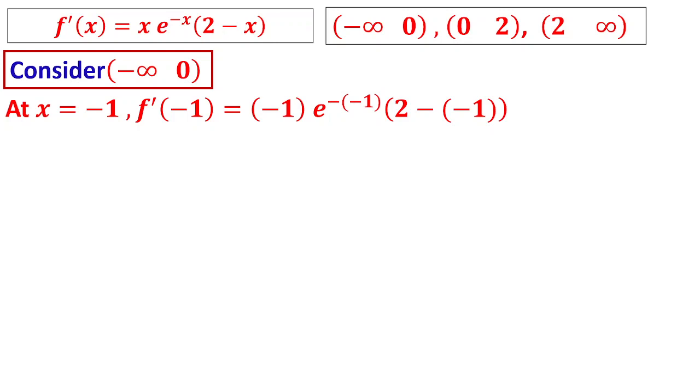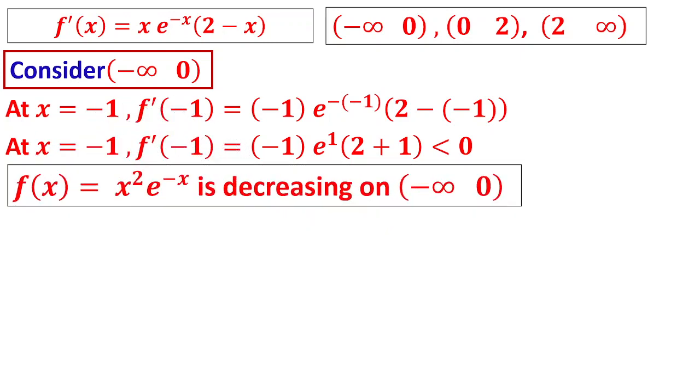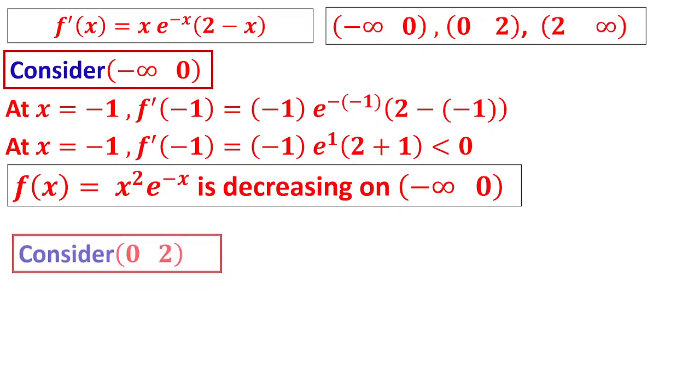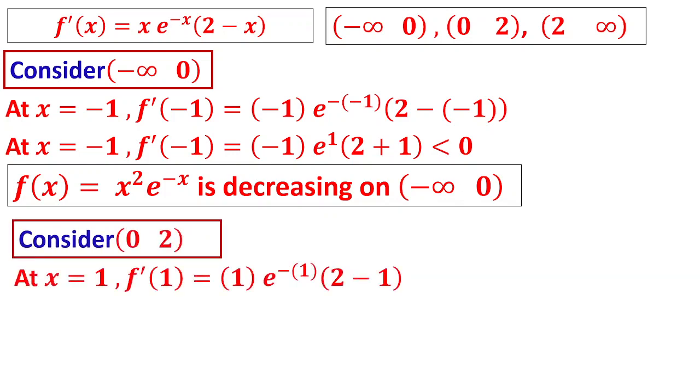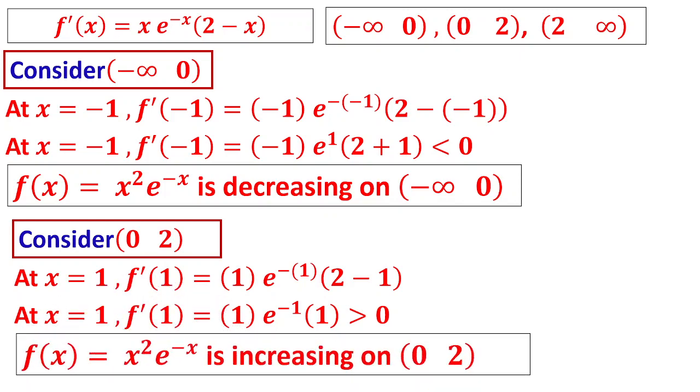Very simple, you have to check whether it is negative or positive, but e power something cannot be negative. Be careful in that. Therefore, at x is equal to minus 1, I am getting less than 0. Therefore, it is decreasing. Minus 1 into 2 plus 1, therefore negative. If you consider 0 to 2, I take 1, the same thing. I am getting greater than 0. E power something cannot be negative. Remember that. Therefore, it is decided only by the first term and the last term. Good. Therefore, it is increasing as f dash of x is greater than 0.